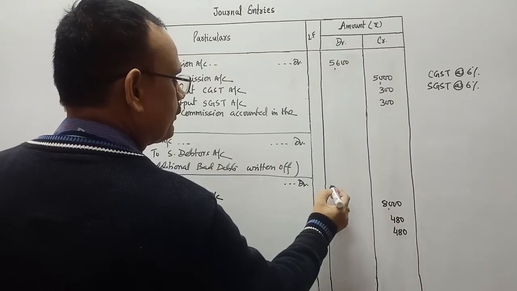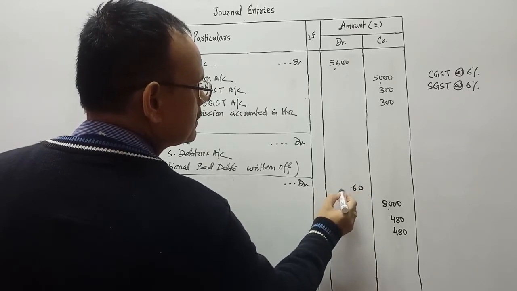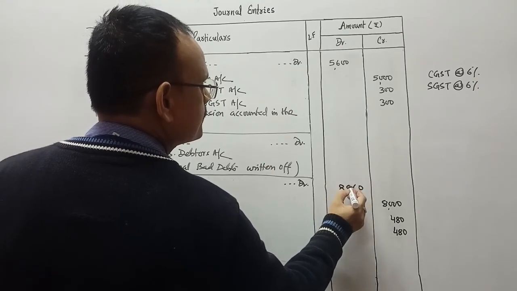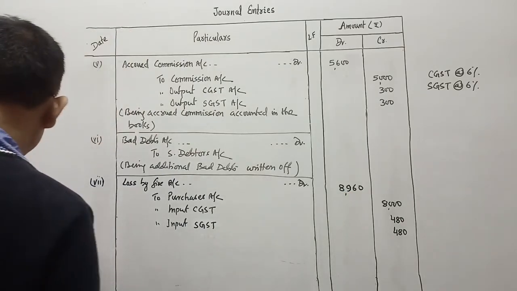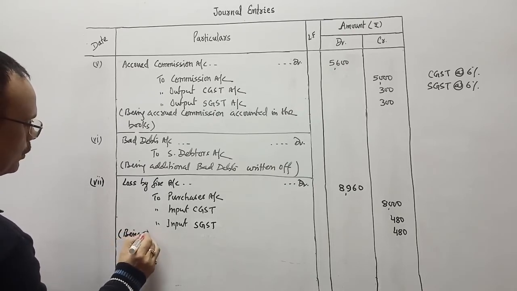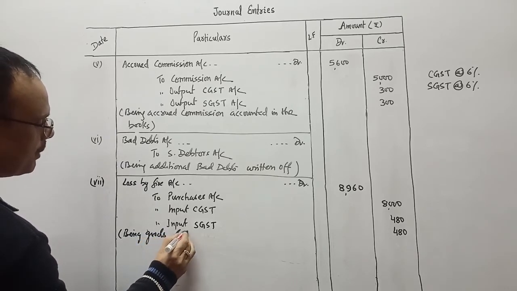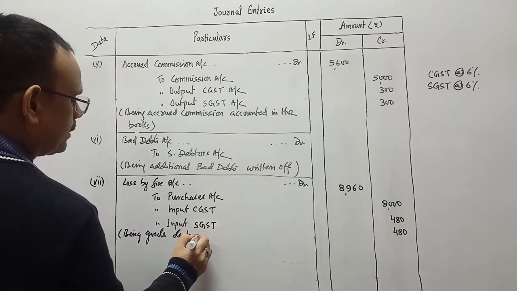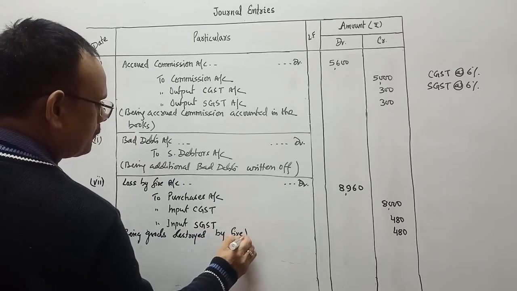Total will be debited to loss by fire, 8,960. Is it clear? Being goods destroyed by fire, being goods destroyed or lost by fire.